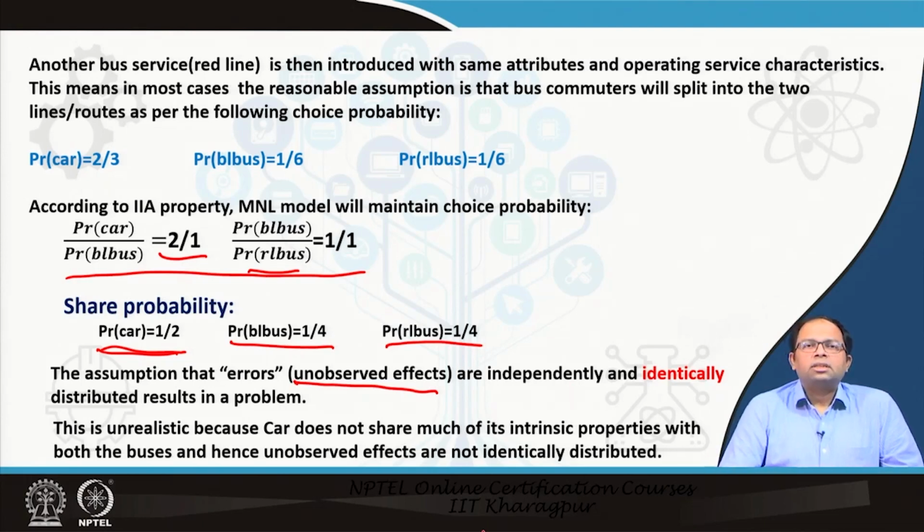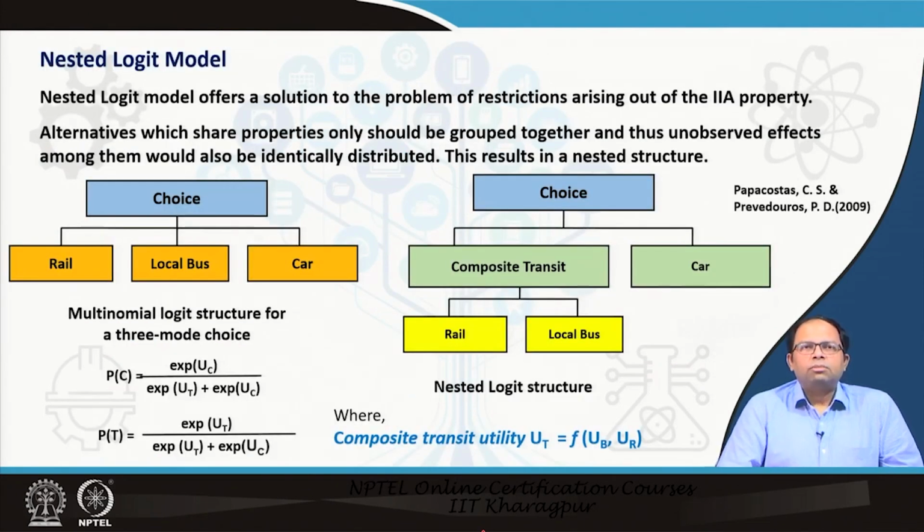So, there are two things coming out. One is we have to use a scale parameter, and the second thing is we have to put those identical alternatives in a group, so that we use the same parameter for that particular group. So, in the nested logit model, this actually offers the solution coming out of the restrictions of this IIA property. This is how I was explaining the scale parameter as well as grouping them into nests. This is that solution, and alternatives which share properties only should be grouped together, and thus the unobserved effects among them would also be identically distributed, and this results in the nested structure.